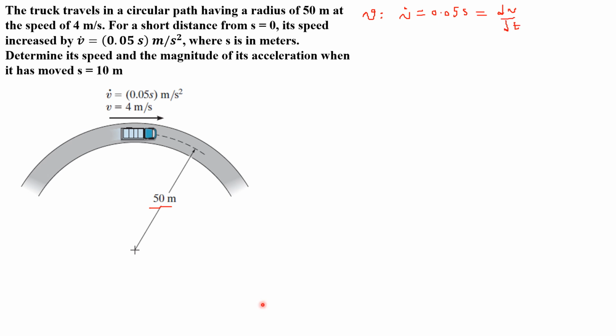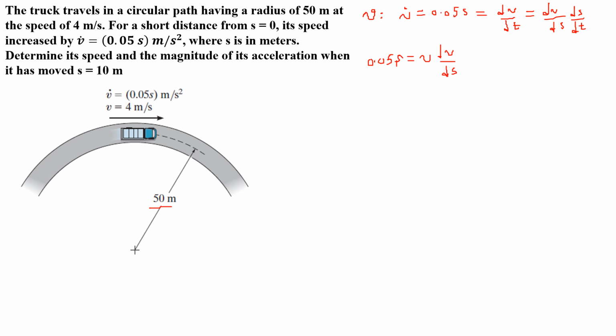And since now here I have the s, I need to use the chain rule so that we have this relation, which is equal to dv over ds times ds over dt, right? So notice that we can cancel ds and just have dv over ds. And now ds over dt is just v, right? So now we will have 0.05 s equal to v dv over ds.